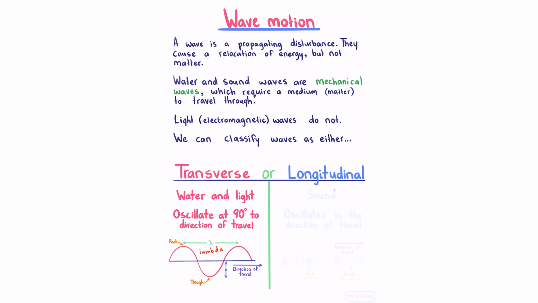An example of a longitudinal wave is sound. Longitudinal waves oscillate in the direction of travel. So if our wave is traveling in this direction, the oscillations are in that same direction. So we have compressions, which are our peaks, and expansions or rarefactions, which are our troughs. Once again, the distance between two identical parts of a wave is called the wavelength.